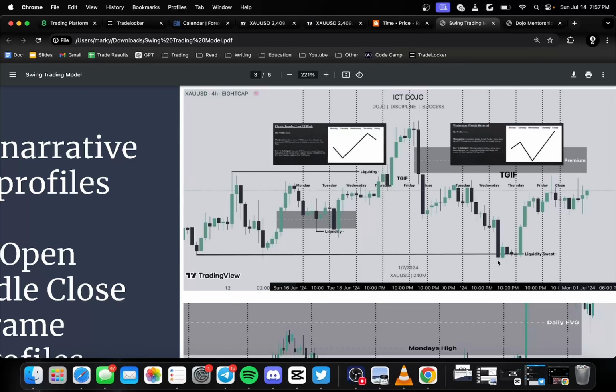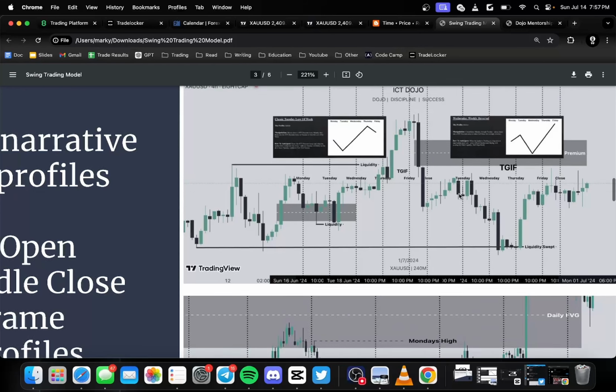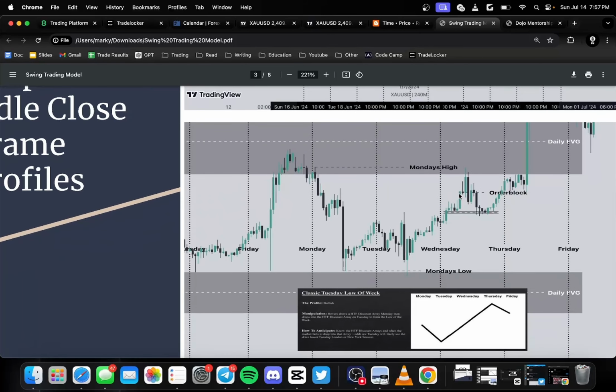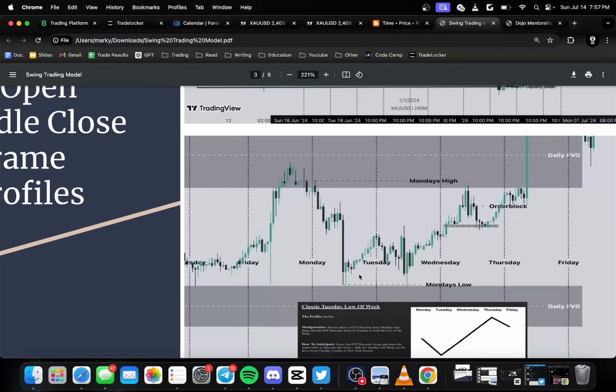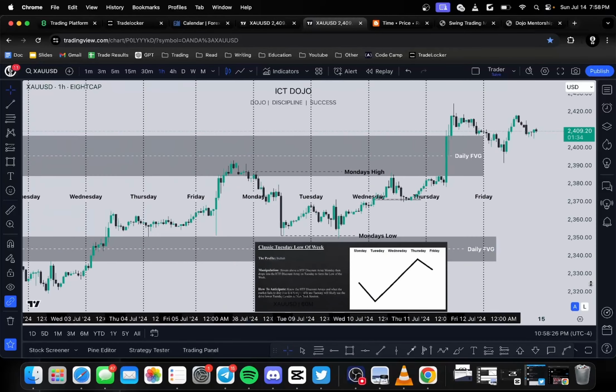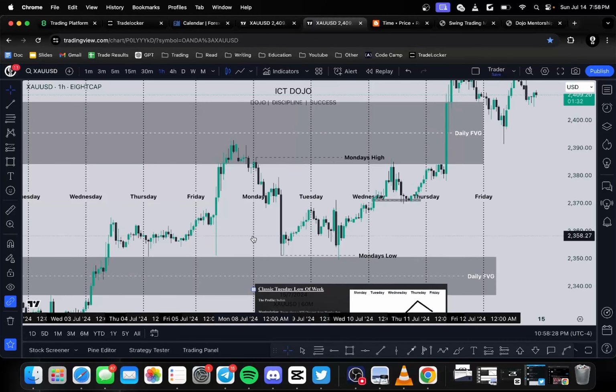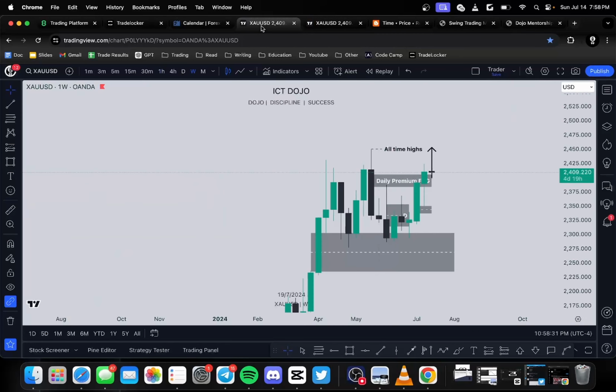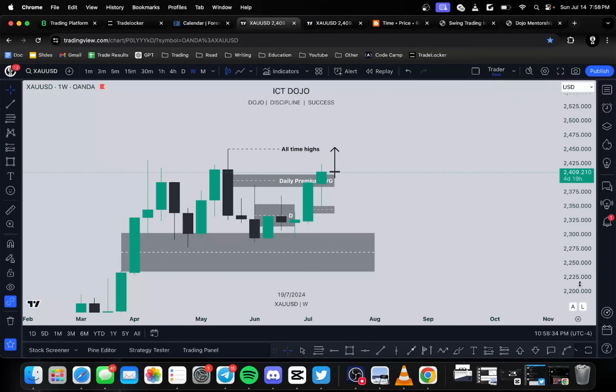From running into specific concepts, sweeping days of the week's liquidity. Here we have another example from, I believe, this last week. Once again, classic Tuesday low of the week. We had Monday's low, we had Tuesday sweep the low into a daily fair value gap and run up towards this premium fair value gap. So that was this last week that I was showing you guys. Monday's low was swept into this daily fair value gap. So you can see that's this daily fair value gap here.